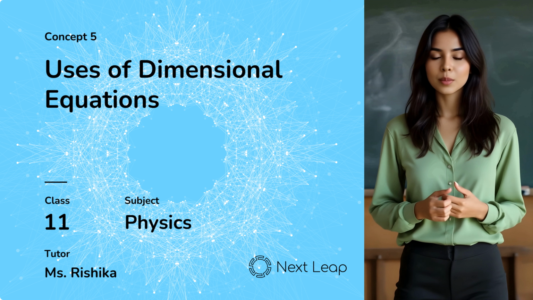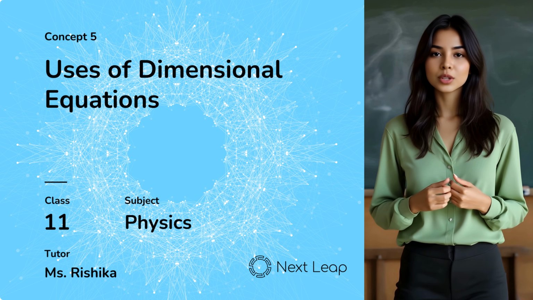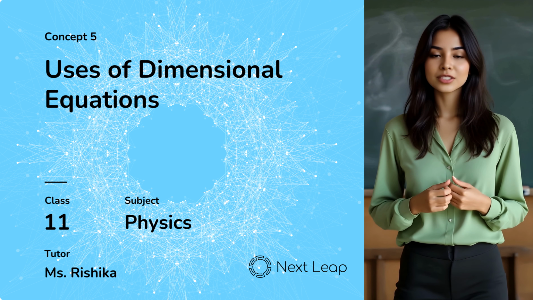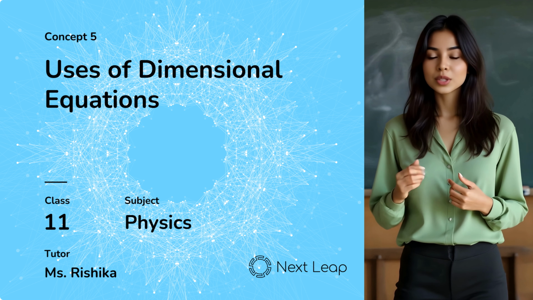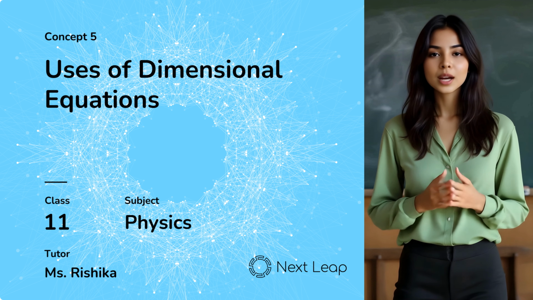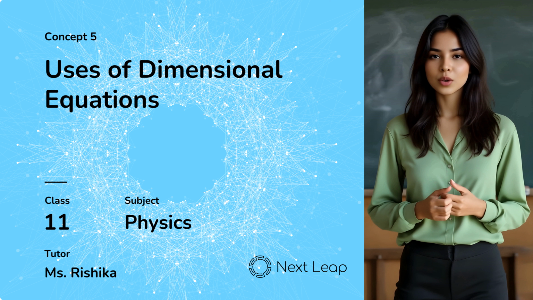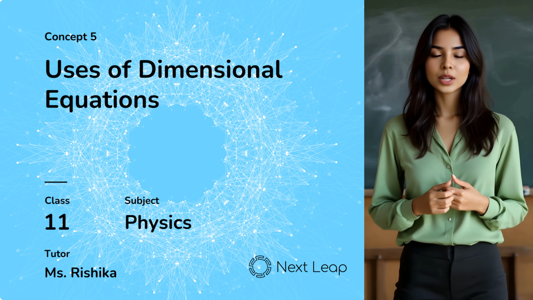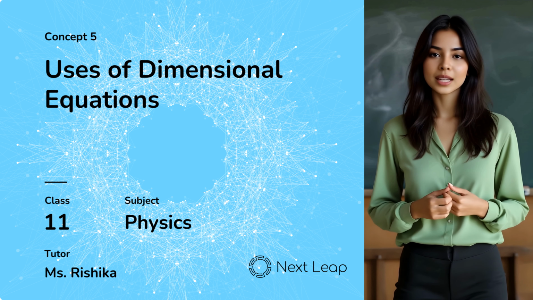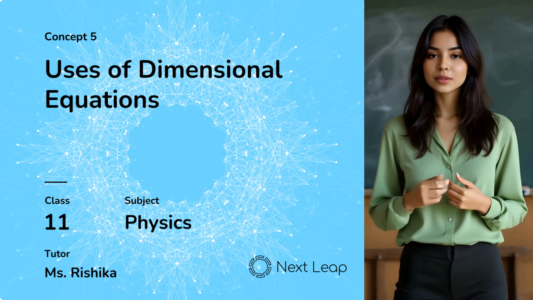Dimensional equations are more than just a collection of letters. They allow us to convert units from one system to another, verify whether an equation is valid, and even derive useful relations between physical quantities. And the golden key behind this is the principle of homogeneity, which says that the dimensions on both sides of any physical equation must be the same. Once you understand this, you see how physics maintains its consistency across every measurement system.